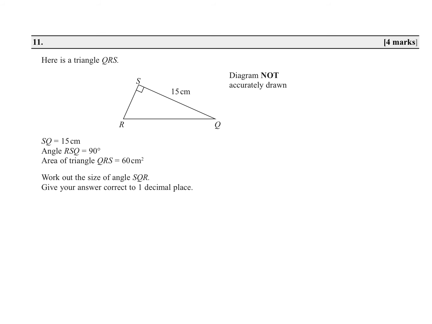So question 11, we've been given a triangle, and we've checked all of this, and they've told us the area of the triangle is 60. So the first thing I'm thinking, area of a triangle that's a right angle, base times height divided by 2 is the area. That equals 60. It says work out the size of the angle SQR. SQR means I want this angle here.